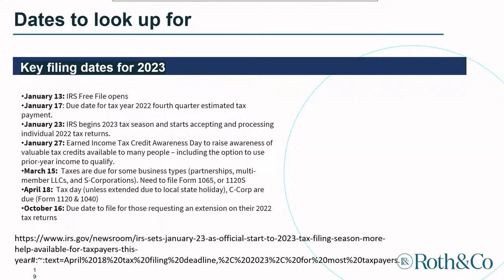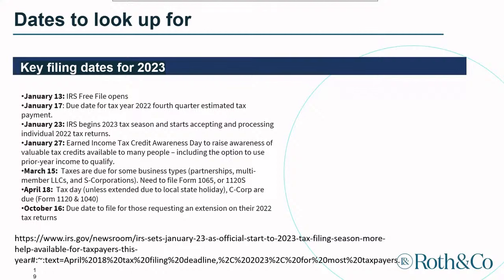Moving on, we listed all the key filing dates for 2023. As you can see, January 13 is when IRS Free File opens. January 17 is the due date for those paying fourth quarter estimated tax payments for tax year 2022. January 23 is when the IRS begins the 2023 tax season and starts accepting and processing individual 2022 tax returns. January 27 is Earned Income Tax Credit Awareness Day.